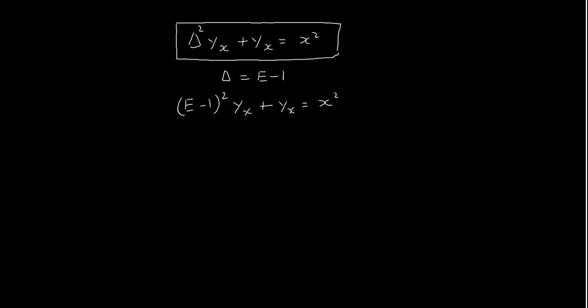So if we simplify this one, this becomes E square plus 1 minus 2E y_x plus y_x equal to what? x square.